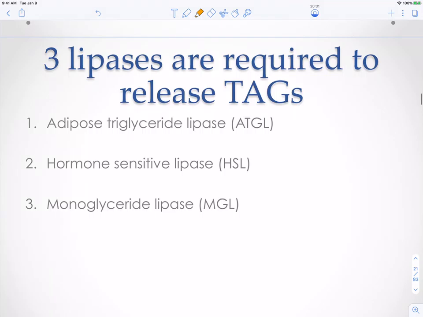So in order to get access to all three of the fatty acids of your TAGs, you have to have three lipases: adipose triglyceride lipase, and it's that triglyceride, so it's going to work on your TAG when it has all three of your fatty acid groups. And so this is where your triglyceride lipase will activate. Your hormone-sensitive lipase will activate after your triglyceride lipase, when you have only two fatty acid groups, and then your monoglyceride lipase, it's mono, and so it'll only work when there is one of the fatty acid groups present.